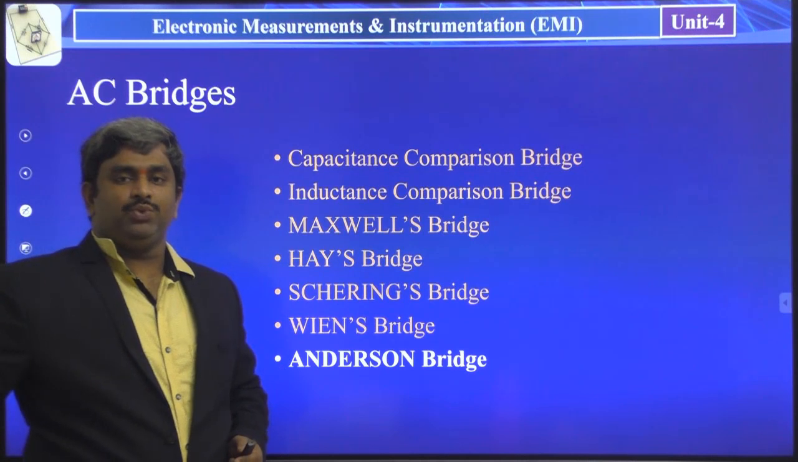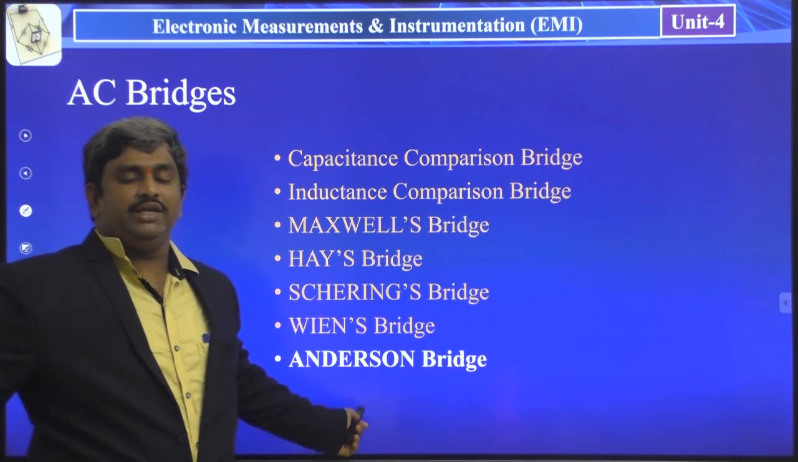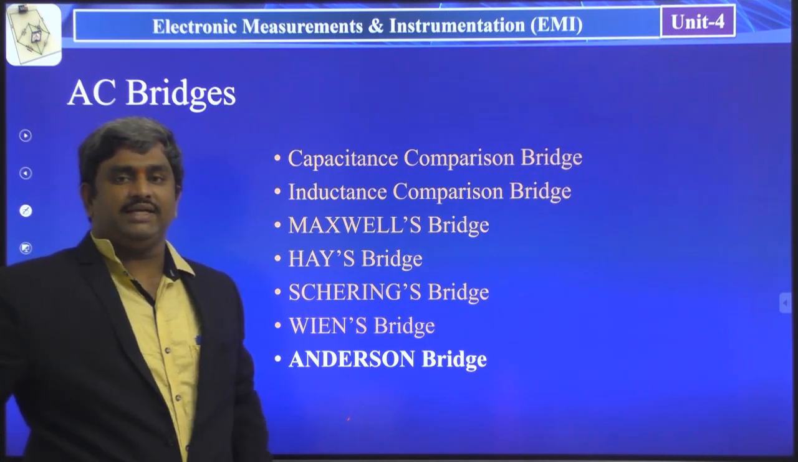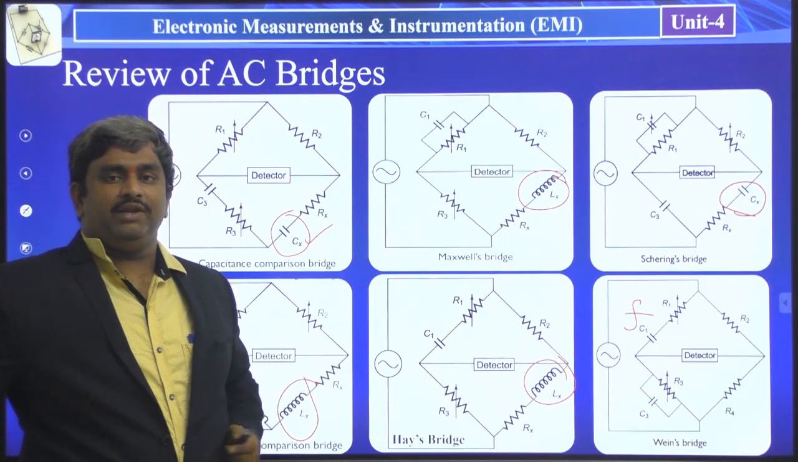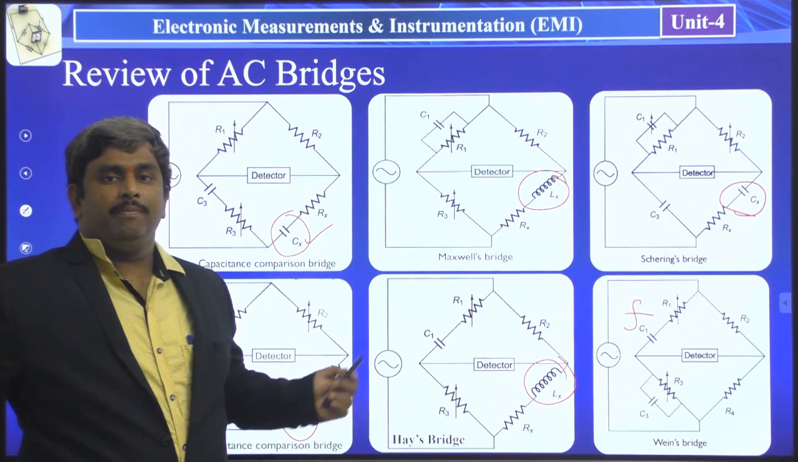In the previous class, we have seen a wide variety of AC bridges. We have seen 7 varieties of AC bridges. Among these 7 AC bridges, Anderson's bridge is the last one. So these are the previous lectures' bridges.